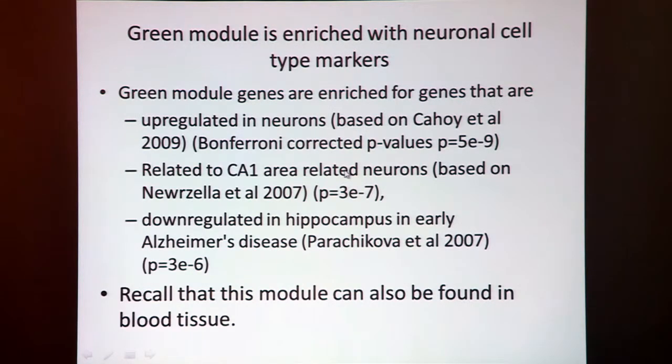So this is other output from the user list enrichment function. Remember, it contains lists from the literature. So, for example, it found that the module was enriched for genes that were upregulated in neurons, according to the study by Cahoy et al. And also it found that it was enriched for CA1 area-related neurons, and so on.